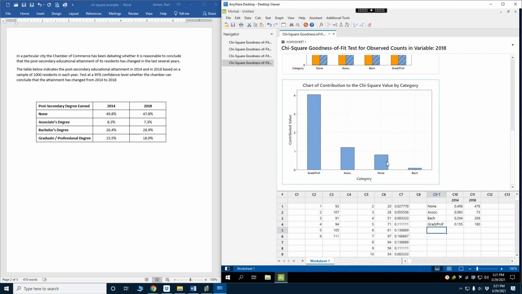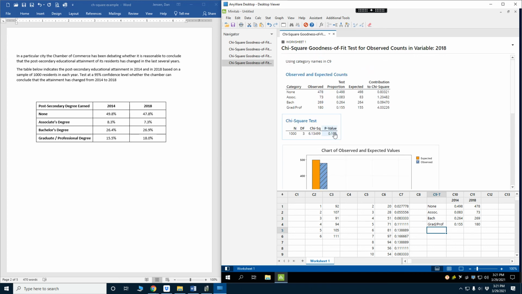And then again, the same thing as we saw before, the chart of contribution. In other words, the bachelor's degree has the smallest variation from what we expect, and then the non-associate's and graduate degrees. But our p-value is 0.105. So there's how I do a chi-square goodness of fit test using Minitab with a couple of different scenarios and examples that do show up.